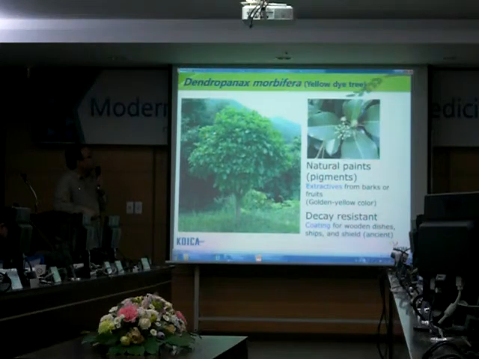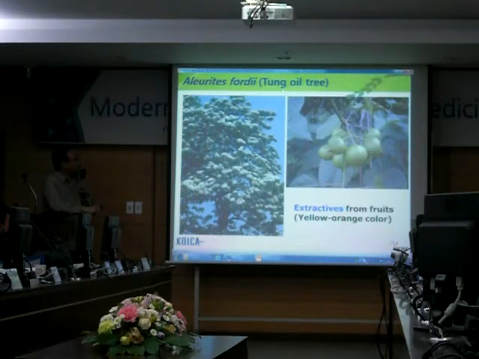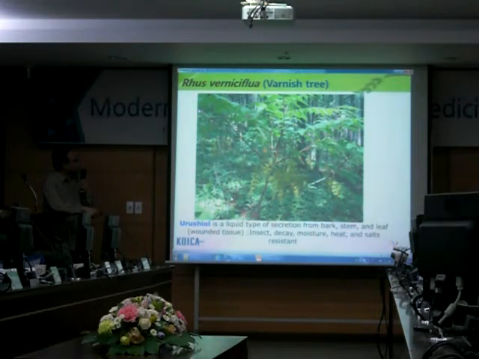So maybe Bangladesh or India or Thailand, the hot, warm countries, have a similar trend. Is that right? So natural paint, the pigment. In ancient times, they used the pigment from the extraction of this plant, and the purpose was decay resistance. That means it was a coating for wooden dishes, ships, and shields. And this is a tung oil tree. This is all extraction from the fruit, yellow-orange in color. And this is really sensitive for each person, causing allergy.